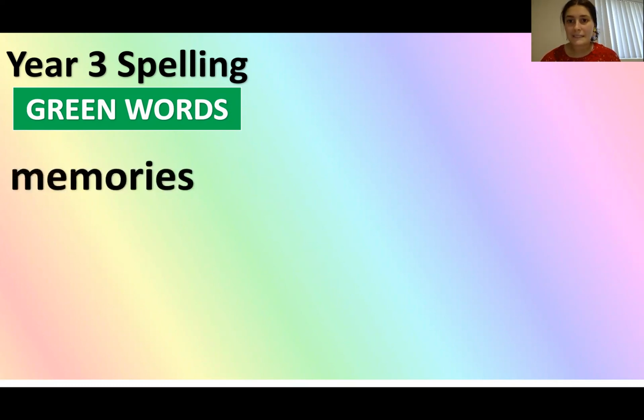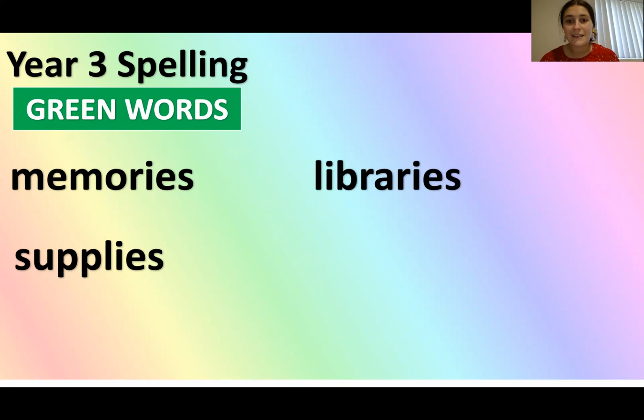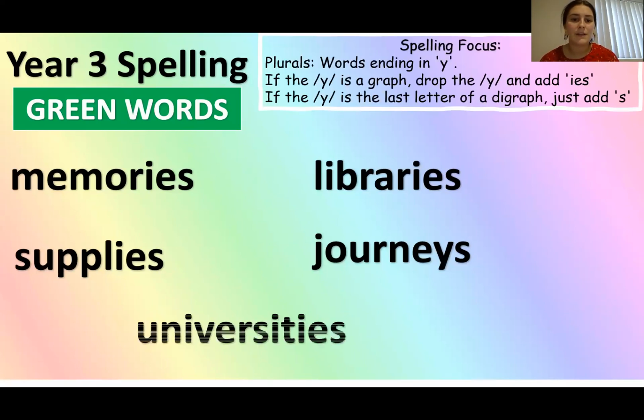So, memories. In our brain, we have lots of different memories. Supplies. At the beginning of the year, you have to go and buy some new school supplies. Libraries. I had to visit all of the libraries in my area to find the book I wanted. Journeys. The pirate went on many, many interesting journeys. And our last word is universities. All of the teachers at Coal Point Public School went to different universities.